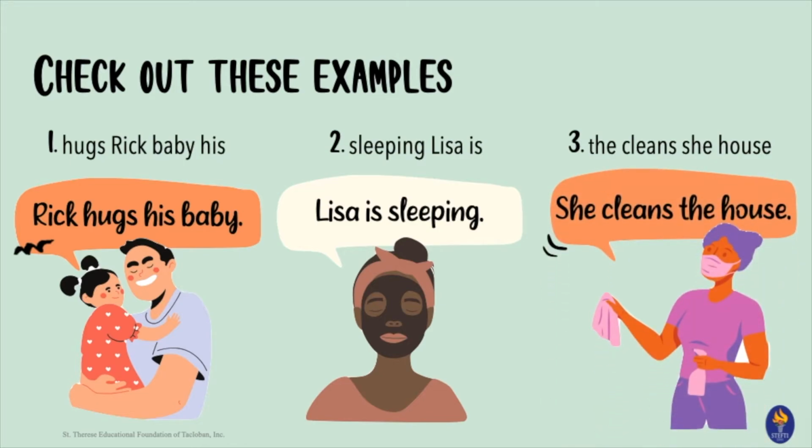She cleans the house. Remember that a sentence is a group of words that expresses a complete thought and sends a message. A sentence also has a subject and predicate. The subject is the word or group of words telling who or what the sentence is about, and the predicate tells something about the subject. It can be an action or a description. And that's it for now with sentences.